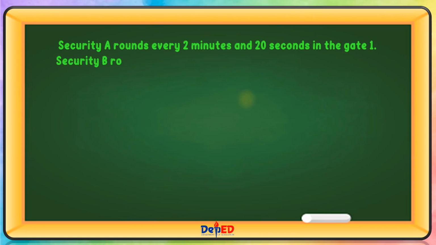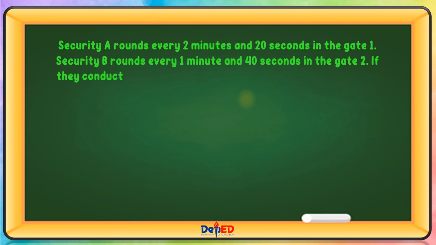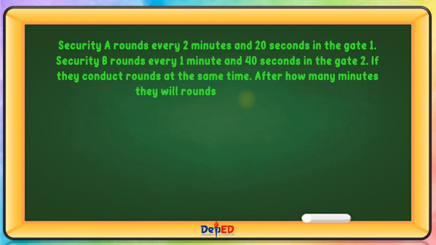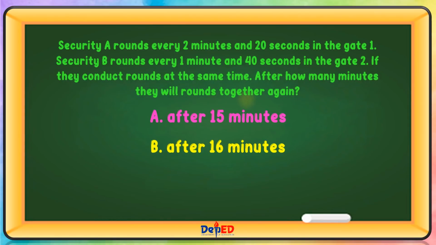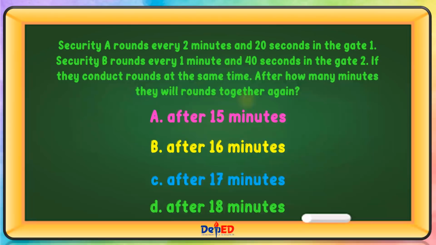Security A rounds every 2 minutes and 20 seconds in gate 1. Security B rounds every 1 minute and 40 seconds in gate 2. If they conduct rounds at the same time, after how many minutes will they round together again? A. After 15 minutes. B. After 16 minutes. C. After 17 minutes. Or D. After 18 minutes. The correct answer is D.